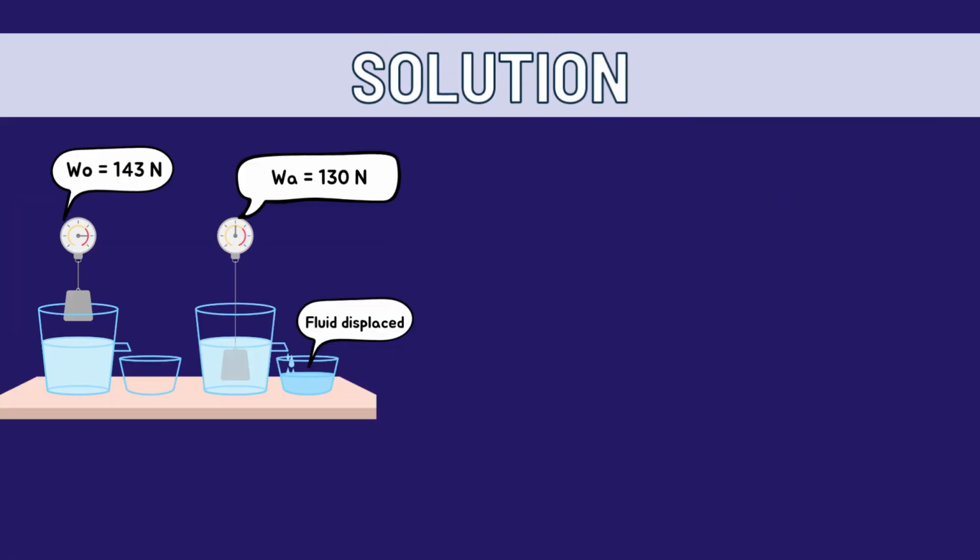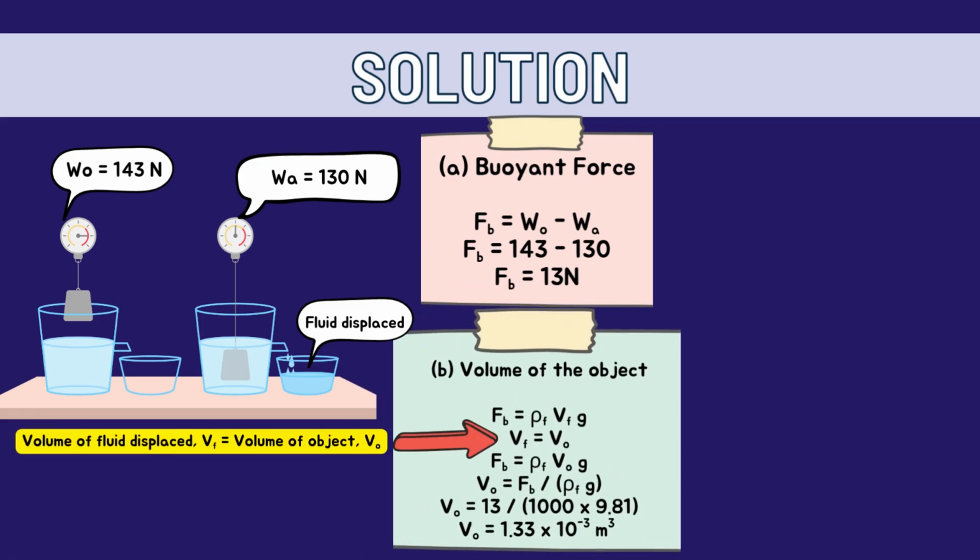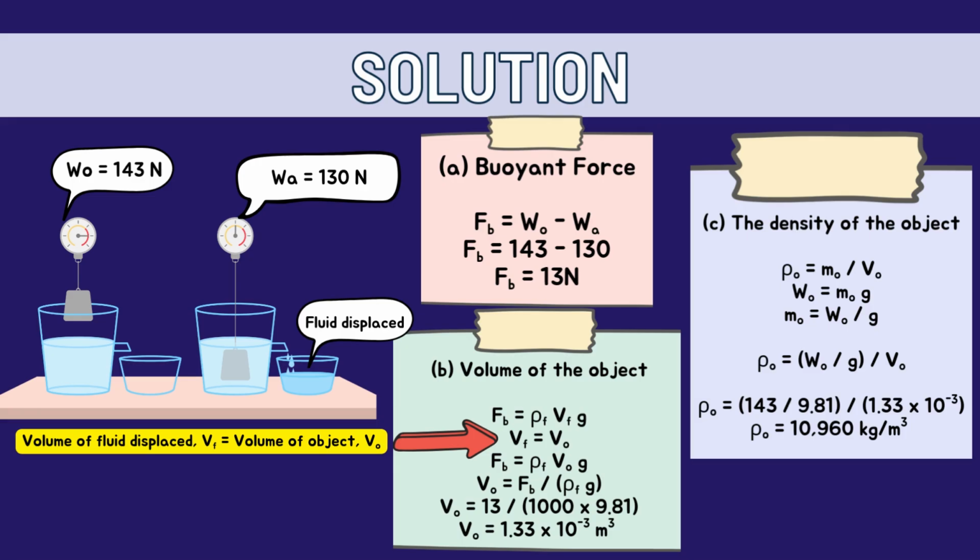First, we calculate the buoyant force. Fb equals Wo minus Wa, then we get 13 newtons. Next, we calculate the volume of the object using the formula and substituting the values gives Vo equals 1.33 times 10 to the negative third meters cubed. Finally, the density of the object is calculated using the formula and we get 10,960 kilograms per meter cubed. This example clearly shows how Archimedes' principle helps us determine physical properties of submerged objects.